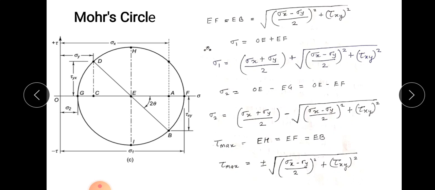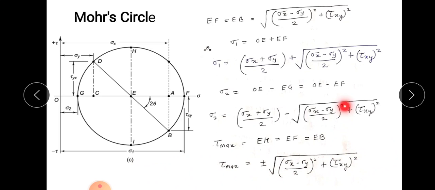Now the third one is tau max, which is also called the principal shear stress or maximum shear stress. Tau max is nothing but EH. From E to H on the vertical axis, this is tau max. So tau max is equal to EH. Now this EH is equal to EF and EF is equal to EB. And EB is nothing but the square root of this expression. So tau max is equal to plus minus. If I consider the point I, it will become a minus. For point H, it will become a plus. So we get tau max is equal to plus minus the square root of the same expression.